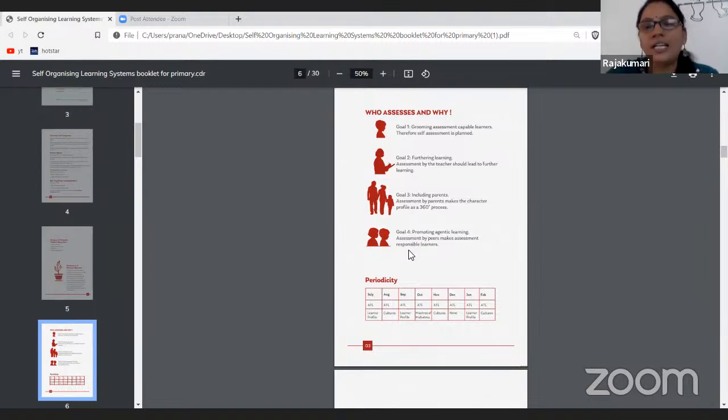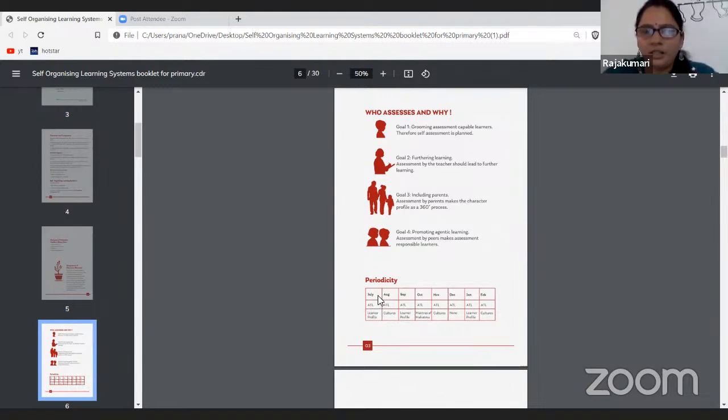Okay, let's go ahead and see the periodicity too. Then it is written here: in July, August, September, October, November, December, January, and February, all the months ATLs will be assessed. This means every month a skill from ATL will be taken into consideration to be assessed by the teacher, by self, by peer, and also sometimes by parent. What are the areas wherein sometimes peer is not included or sometimes the parent is not included, we'll come to know in the further pages.